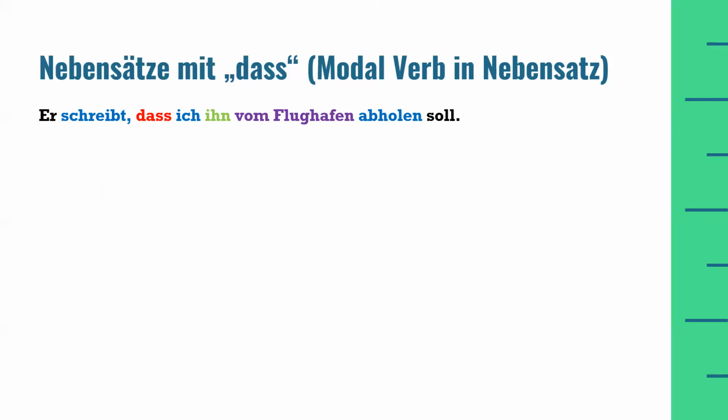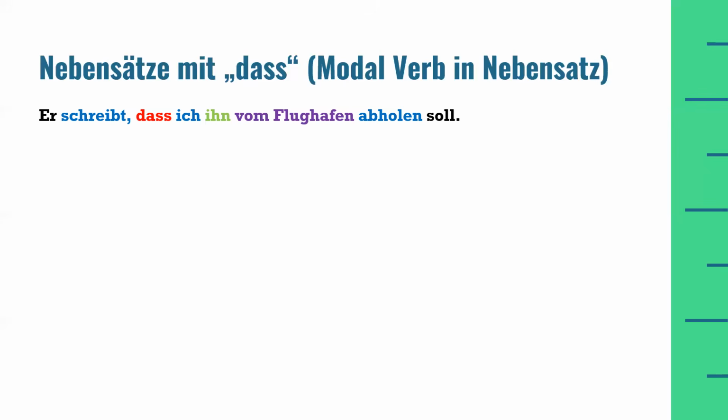Er schreibt, he writes. What does he write? We have to explain this in a Nebensatz, and the Nebensatz will start with the conjugation dass. Dass ich ihn vom Flughafen abholen soll, that I should pick him up from the airport. So dass comes at the first position, then comes the subject, ich, and then the object, which is ihn, that I should pick him up.